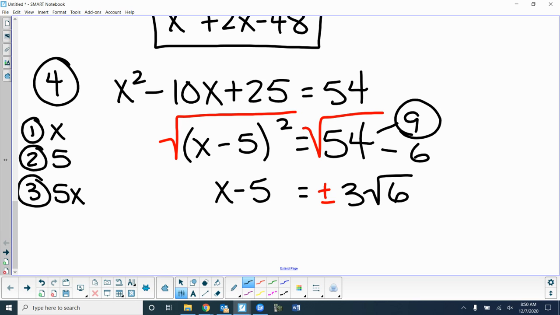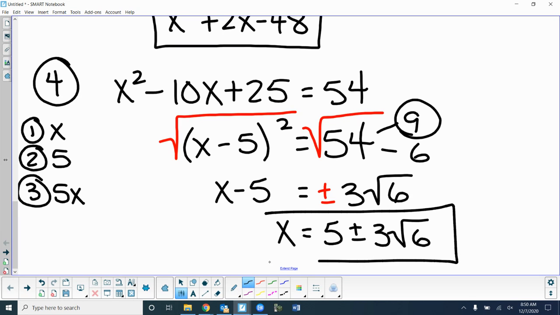To finish up, take the 5 to the other side. So we would add it. So our answer is 5 plus or minus 3 radical 6. There's 2 answers there. That's what we're supposed to have. 2 answers. Okay, number 4 will be very similar to that.